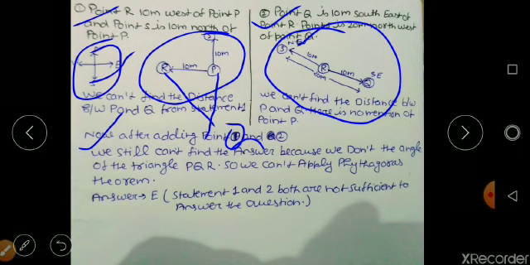So what will be the answer? So again the answer will be option E, that is, statements 1 and 2 both are not sufficient to answer the question. So these are the three questions, and here I have discussed the procedure of solving the questions. So by using this procedure you can solve data sufficiency questions easily.